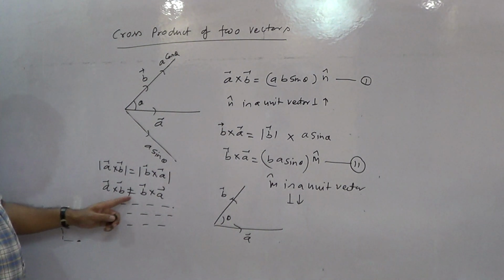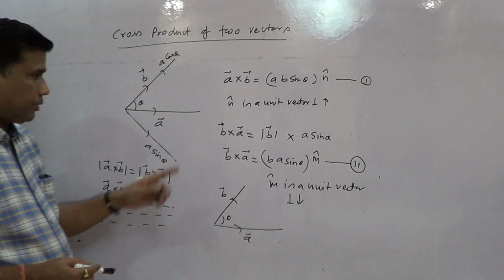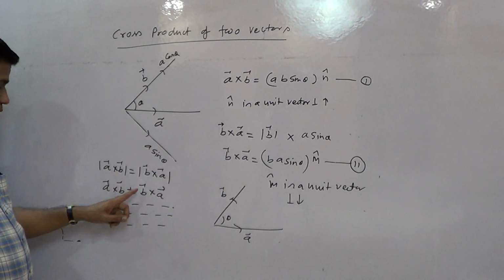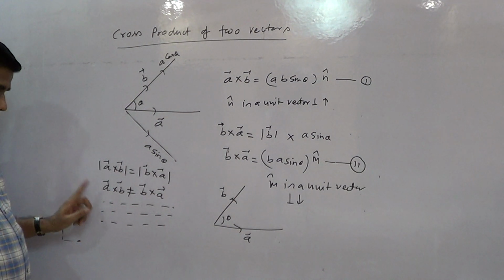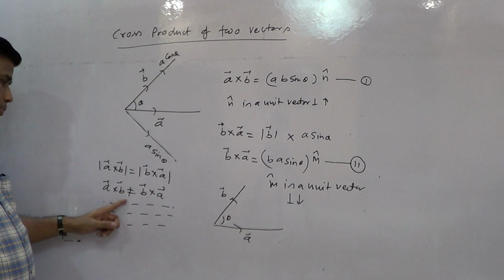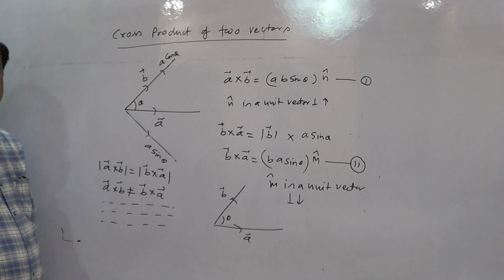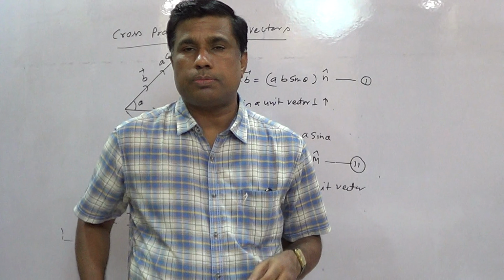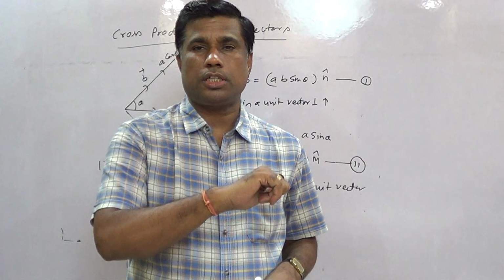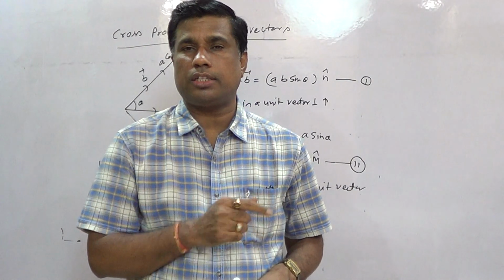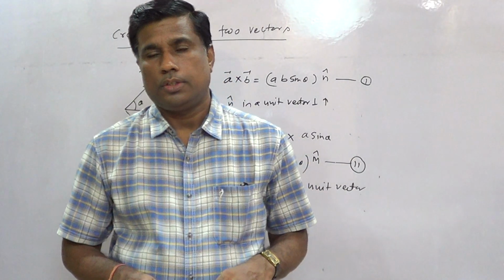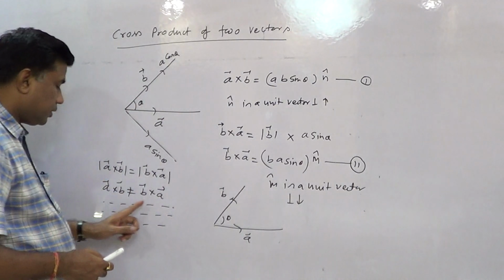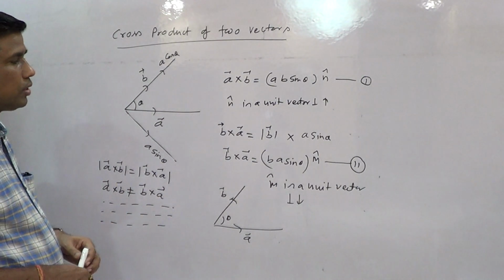Student, you can write this line. After writing this, just below this you have to write that cross product of two vectors is not commutative because their directions are opposite to each other. If A cross B is outward, B cross A is inward. In this case, whatever example I have taken on the whiteboard. So A cross B is not equal to B cross A. So student, you can write this line: cross product of two vectors is not commutative.